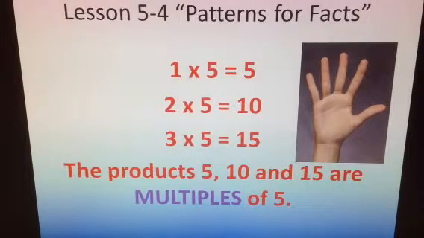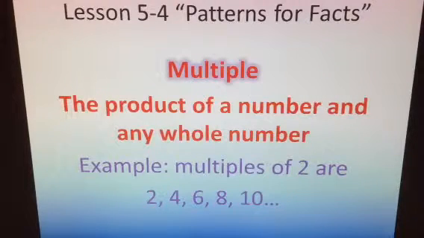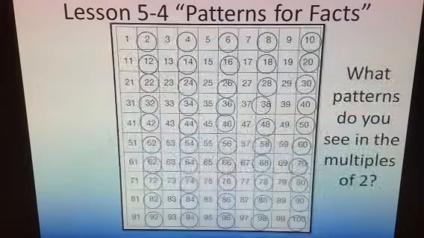The products 5, 10, and 15 are multiples of 5. That's an important word we're reviewing today. Multiples means the products of a number and any whole number. Multiples of 2 are 2, 4, 6, 8, 10. Multiples of 9 would be 9, 18, 27, 36, 45, 54, and so on.